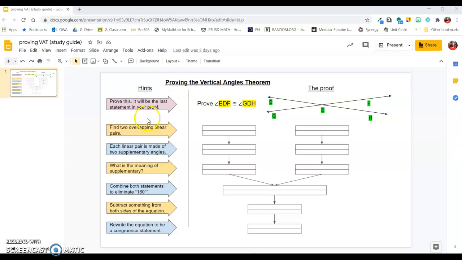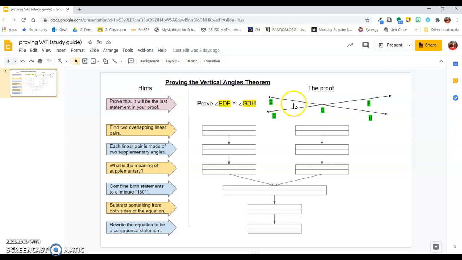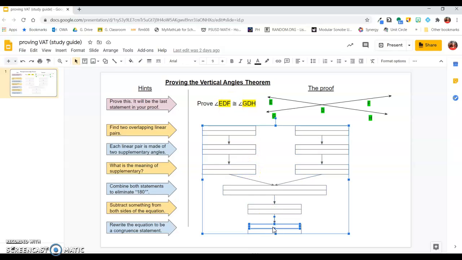Okay, here we go. Let's prove that the angle EDF is congruent to the angle GDH. EDF is this big flat obtuse angle up here. GDH is this big flat obtuse angle here. That is the statement that I want to end with. I'm going to paste it down in this box.